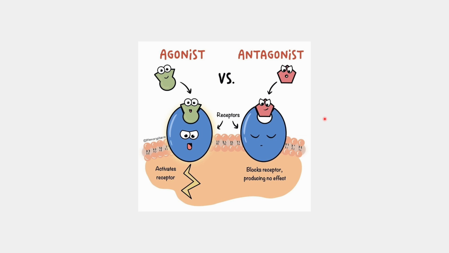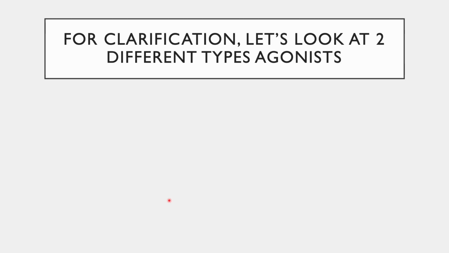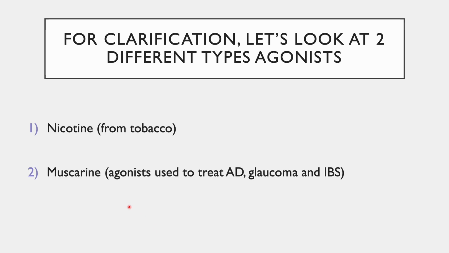It's not trying to mimic the neurotransmitter that's naturally occurring. These are two common types of drugs. So let's look at some examples. For clarification, let's look at two different types of agonists. First, we're going to talk about nicotine that comes from tobacco. And second, we're going to talk about muscarine. This is an agonist that actually is utilized as a drug treatment for Alzheimer's disease, glaucoma, and irritable bowel syndrome.